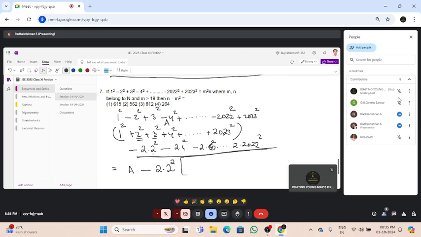Right? Because the second term is 2 into 4 square, which is the same as 2 into 2 square into 2 square. 2 into 6 square is the same as 2 into 2 square into 3 square. And so on. Right?